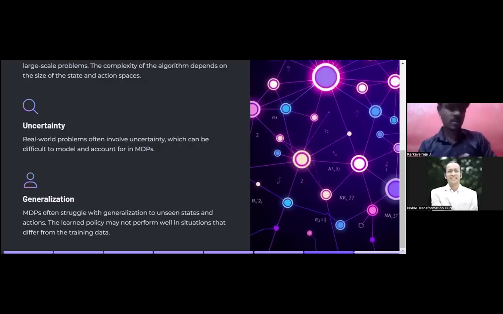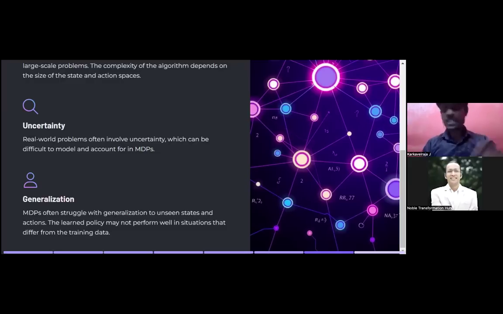So it is uncertain. Next, generalization. MDP often struggles with generalization to unseen states and actions. The learned policy may not perform well in situations that differ from the training data. You cannot apply the MDP you applied for Super Mario to the chess game the sir is explaining. You cannot apply the MDP of the chess game to the Super Mario game because both are completely different environments, because it's a formula. At the end of the day, it's a formula.